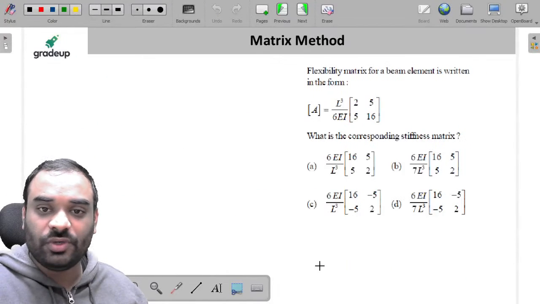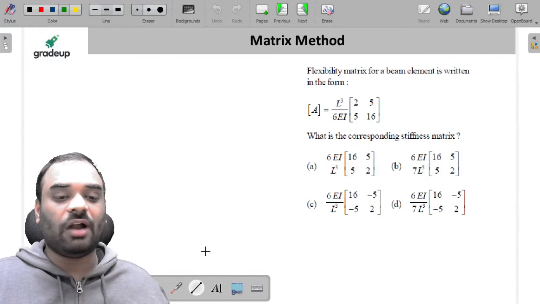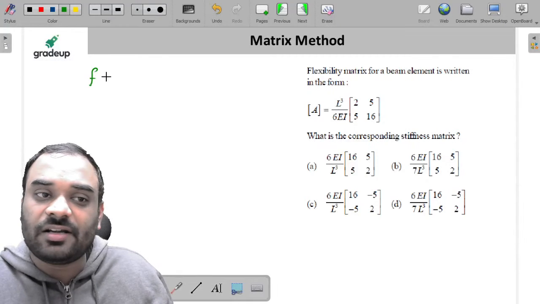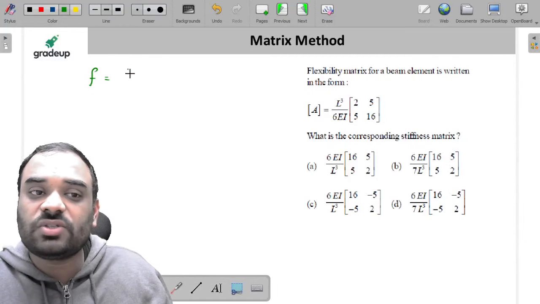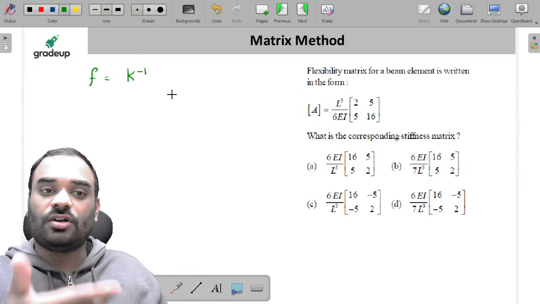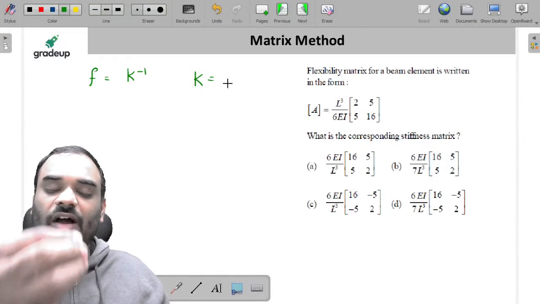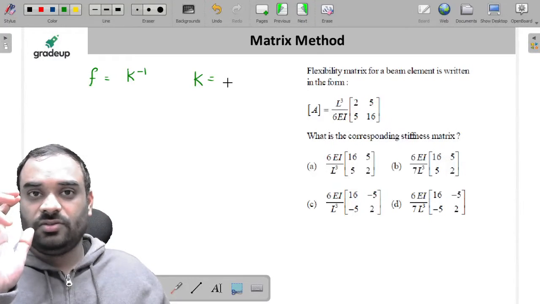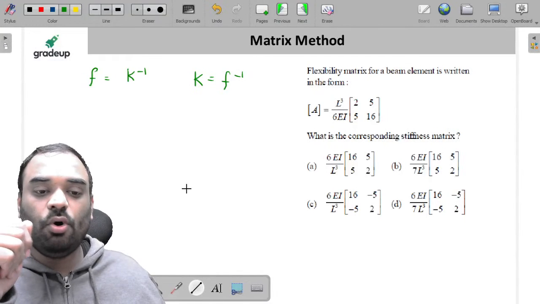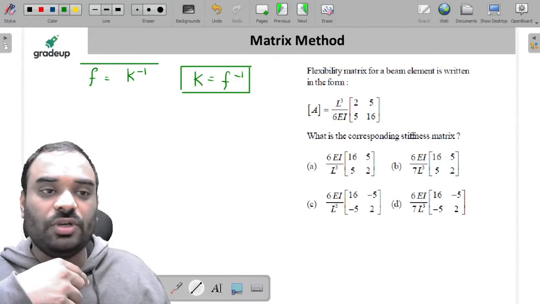Okay, let's move to the next one. My dear friends, one more property you have to understand. Always remember this thing. Whenever you have a flexibility matrix, it is always the inverse of the stiffness matrix. Or whenever you have a stiffness matrix, my dear friends, you have to take the inverse of what? Flexibility matrix, because both are inversely proportional to each other.